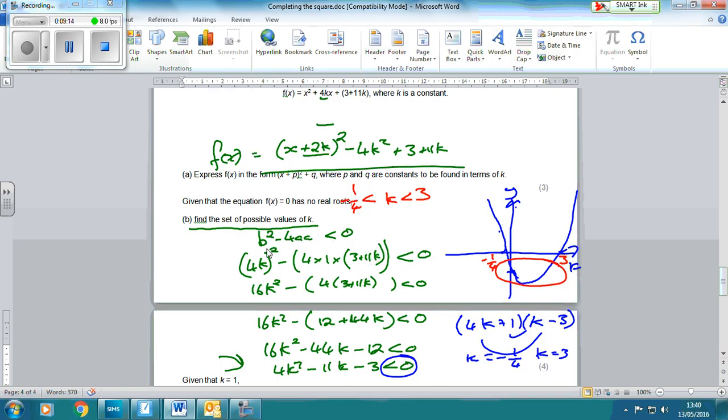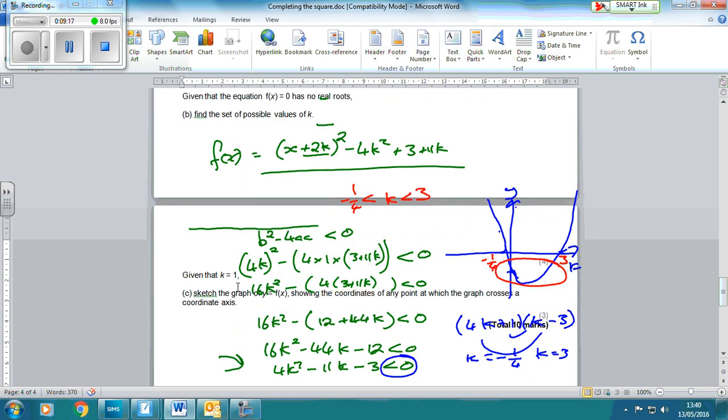Okay. Given that k equals 1, sketch the graph of y equals f(x) showing the coordinates of any point at which the graph crosses the coordinate axis.